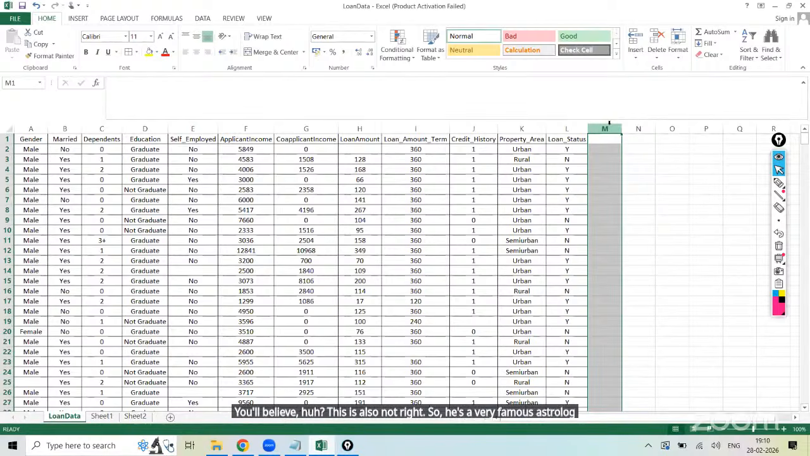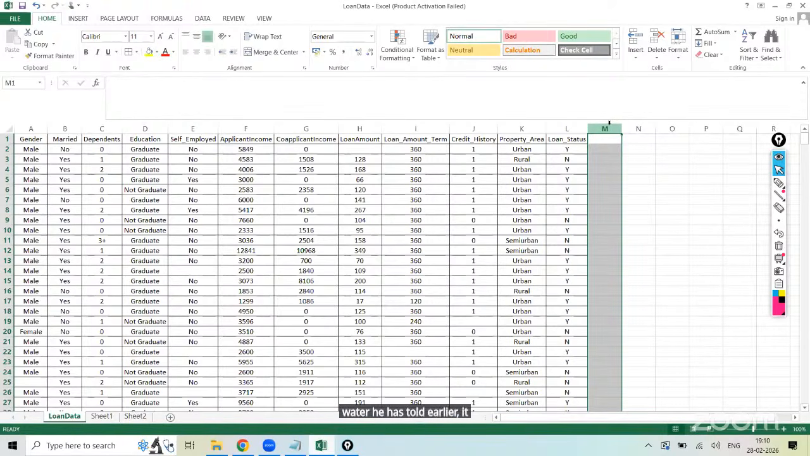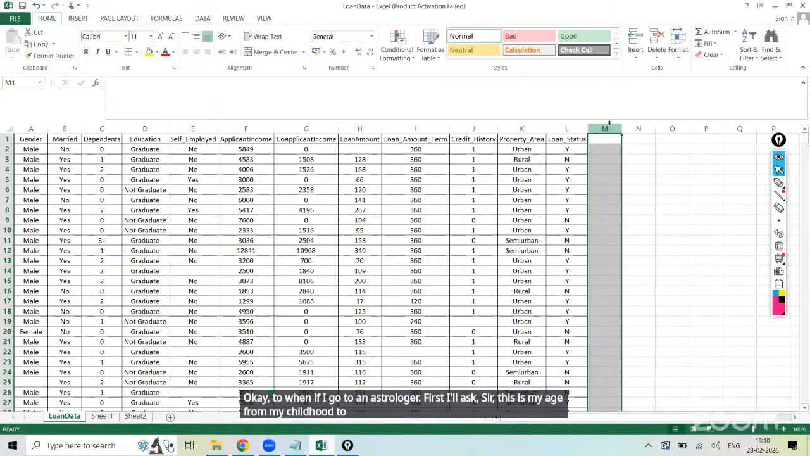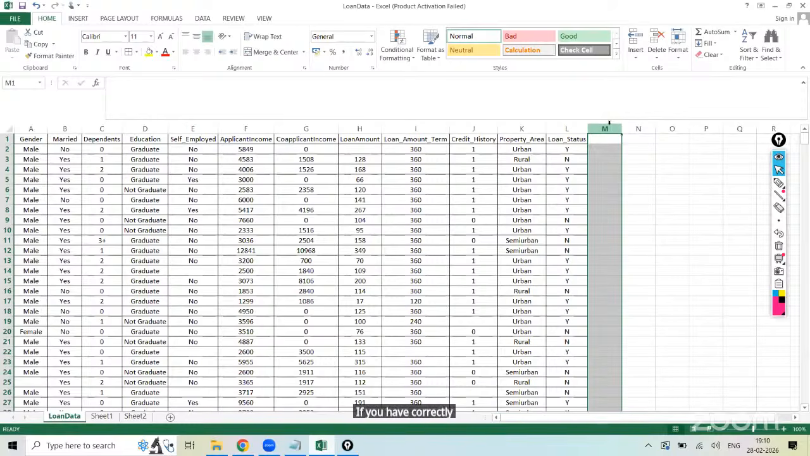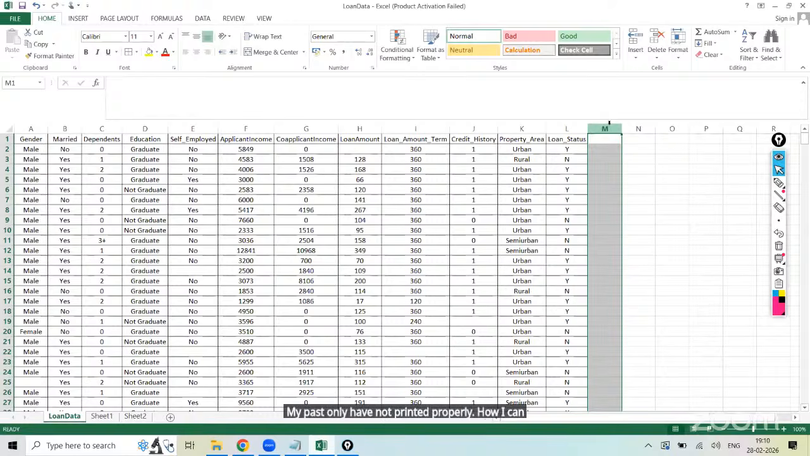What is meant by famous astrologer? Whatever he has told earlier, it has worked. That is the meaning of famous. If I go to an astrologer, first I'll ask, sir, this is my age, from my childhood to now. First you tell me what happened in the past. If you have correctly predicted my past, I assume that you have the knowledge to predict the future. If you have not predicted my past properly, how can I believe that you will predict the future?